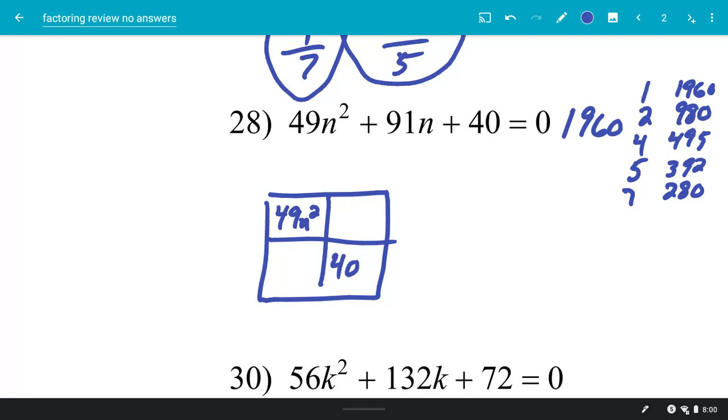8. 8 and 245. 9. Well, 9 can't go in because 3 doesn't go in. 10 and 196. Wow, this got me thinking I should have had a GCF. Remember how I told you that, if you don't have a GCF, it can be done. It just takes a little time.